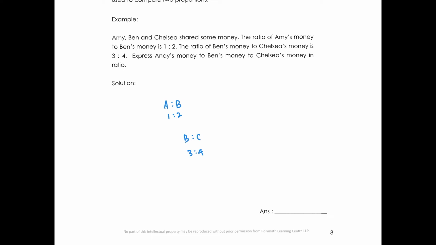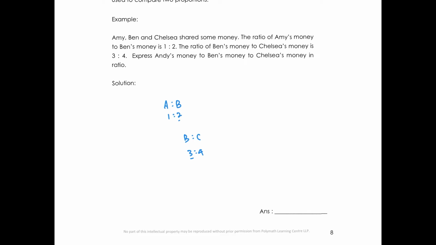Ben appears in both ratios, and therefore Ben is a repeated identity. Repeated identity means you appear in two ratios. You can see that Ben is a different number of units in both ratios. In the ratio with Amy, it is 2 units. In the ratio with Chelsea, it is 3 units.